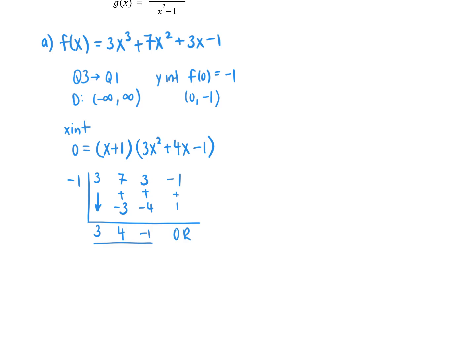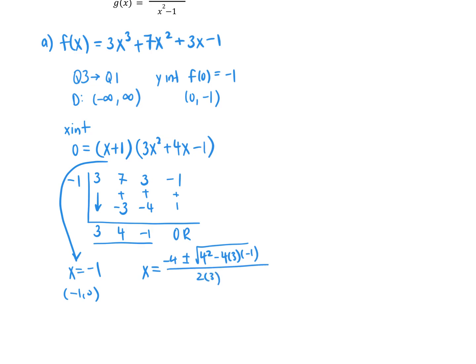And then from here, 3x squared plus 4x minus 1, that cannot be factored, so I am going to have to do quadratic formula on it. So the first bracket gives me an x-intercept of -1. And then the second one, I'm going to do quadratic formula. So -4 plus or minus the square root of 4 squared minus 4 times 3 times -1, all over 2 times 3. So that's going to be -4 plus or minus the square root of 28, all over 6.